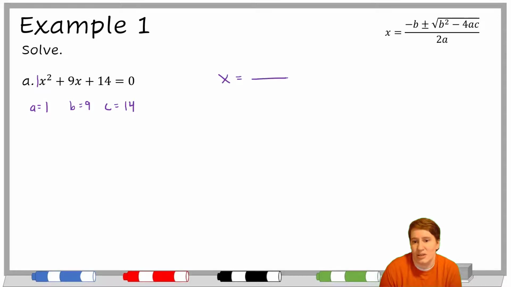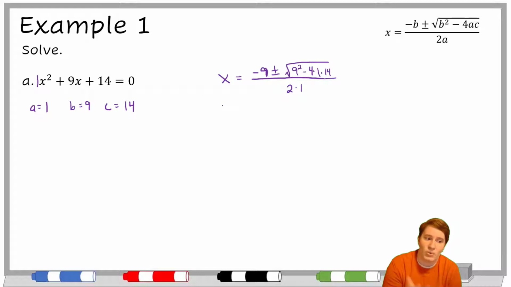X equals, I'm going to make a big fraction, negative b. So b is 9, so negative b would be negative 9. Now there's going to be an issue here, right, where if b was negative and we put it in, it switches it to positive. Then we're going to make a big square root sign. B squared, so 9 squared, minus 4ac. That means we're timesing these together, so 4 times a times c, like so, and then all over 2a, so 2 times 1 goes on bottom.